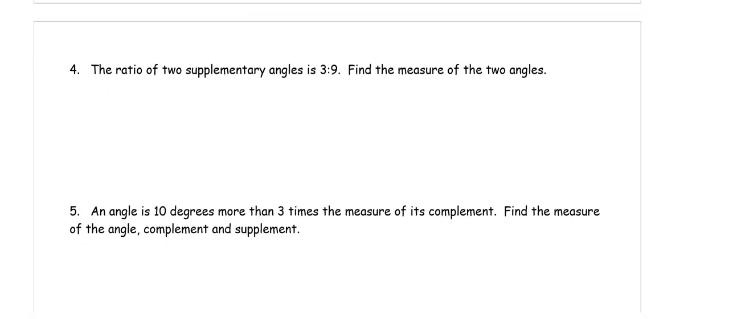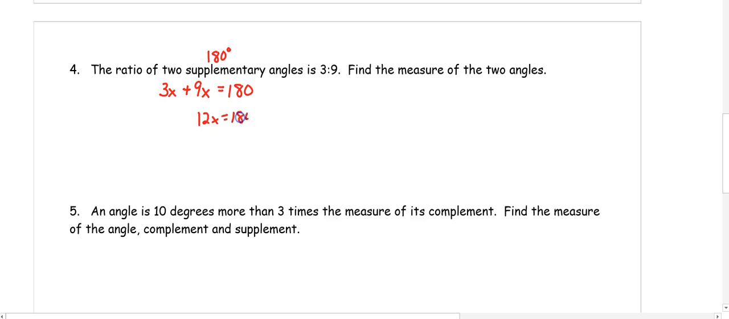Number 4, the ratio of two supplementary angles, remember, supplementary is 180 degrees, is 3 to 9. Find the measure of the two angles. So remember, with ratios, the angles are not 3 and 9. They were reduced by a common factor. So I'm going to add an x to each of my ratios. So 3x plus 9x equals 180 degrees, because I'm still adding those two angles together. So I get 12x equals 180, and when I divide by 12, I get that x is 15.